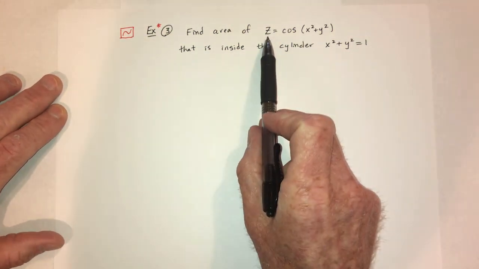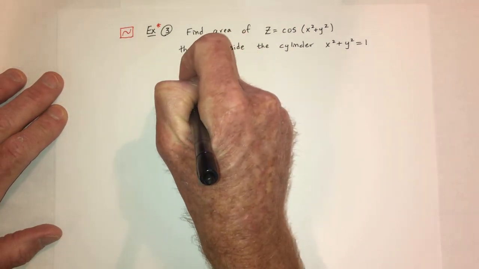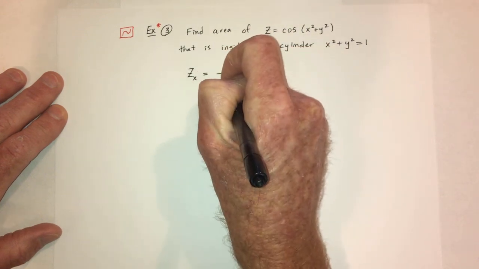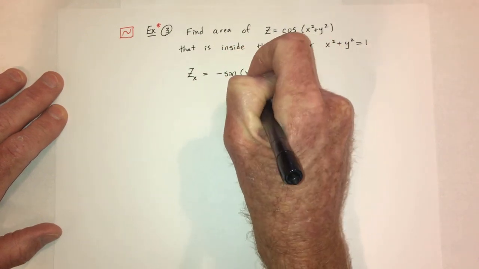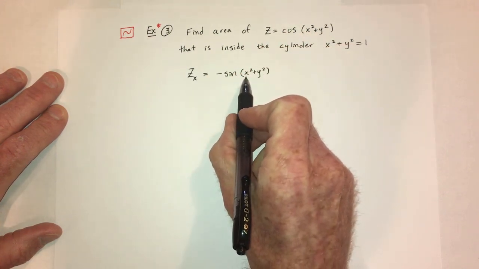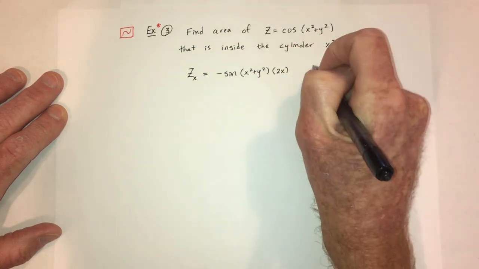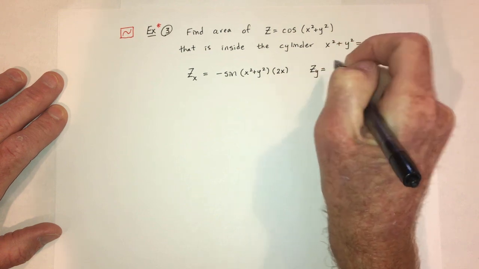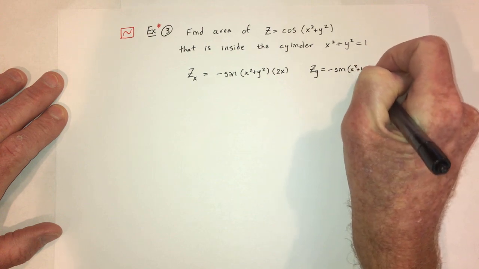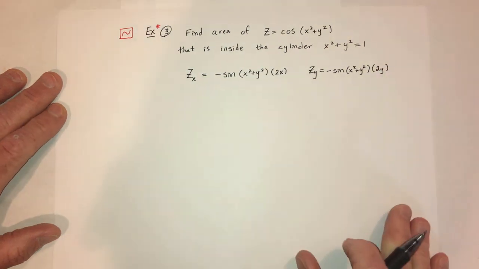All right, first of all, it's already solved for z. That's good. And now we need the derivative with respect to x. So the derivative of cosine is negative sine, then it's x squared plus y squared in the parentheses. And then do the chain rule. The derivative of the inside is going to be a 2x. Then the derivative with respect to y is going to be very similar. Negative sine of x squared plus y squared. Then do the chain rule. The derivative of the inside is a 2y.